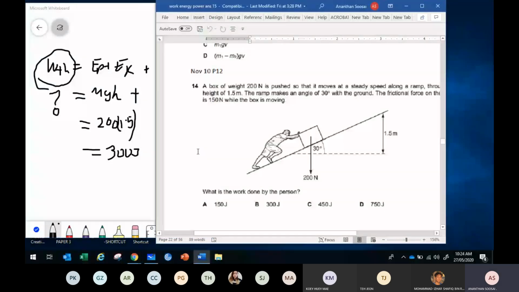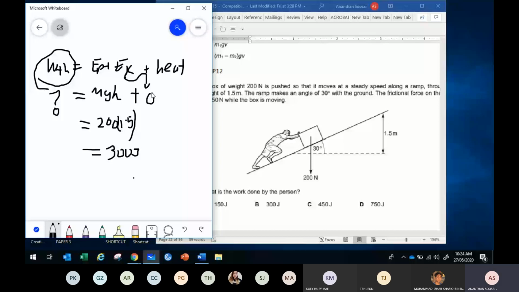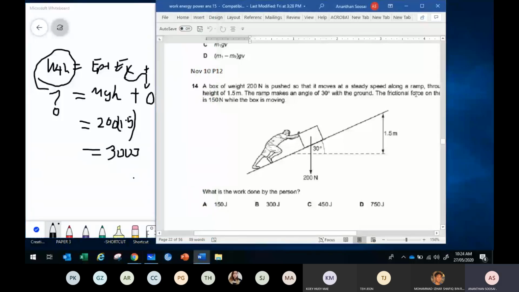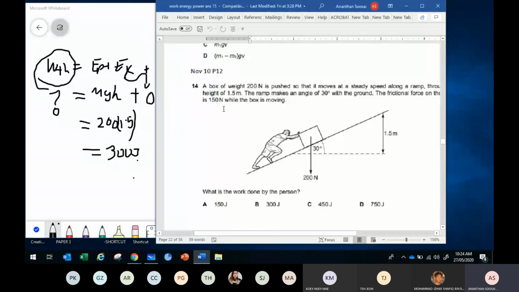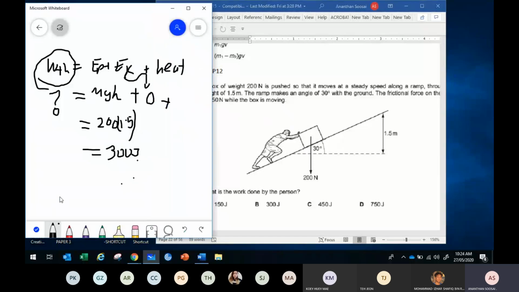So kinetic is 0. Okay. And heat, definitely there is a heat because they say there is a friction. Frictional force, there is a frictional force. Okay, so frictional force, how much? Frictional force is how much? 150 Newton. So this is the inclined surface. So friction acting downwards, 150.